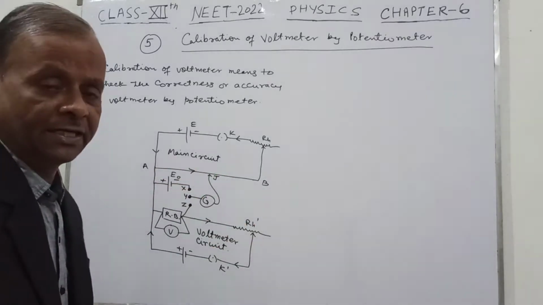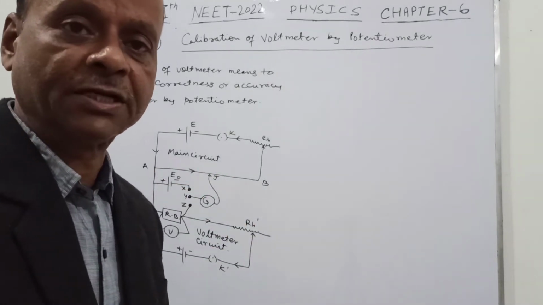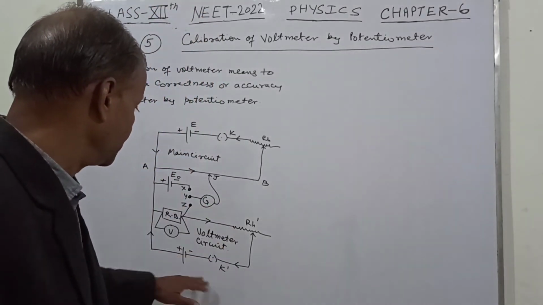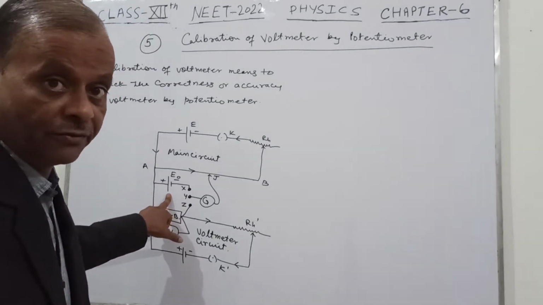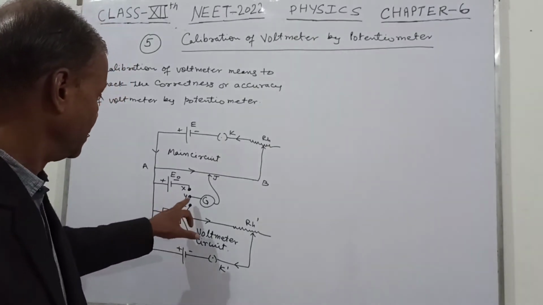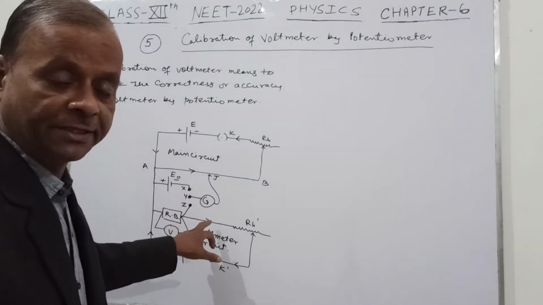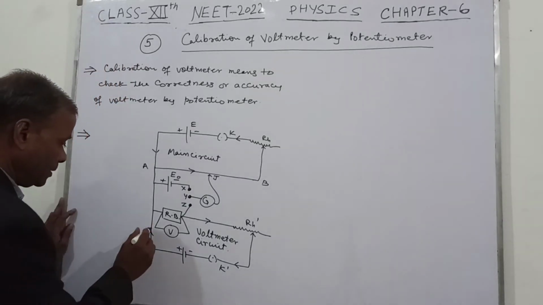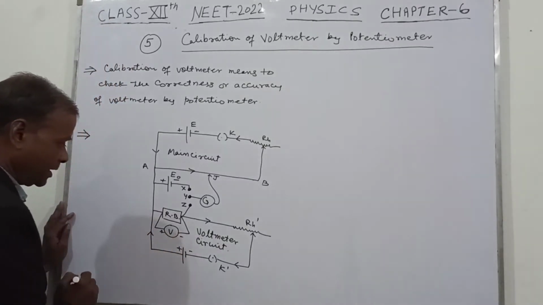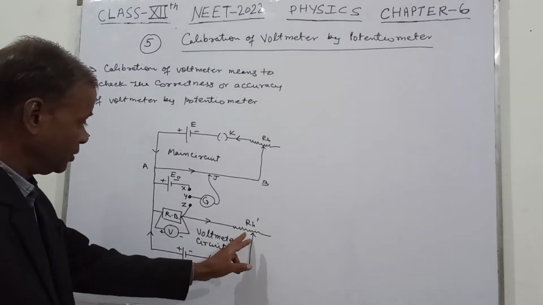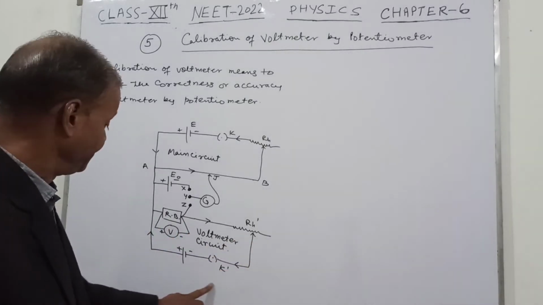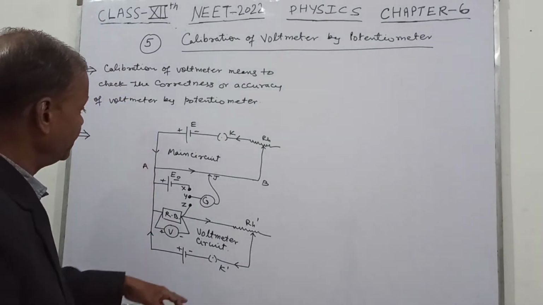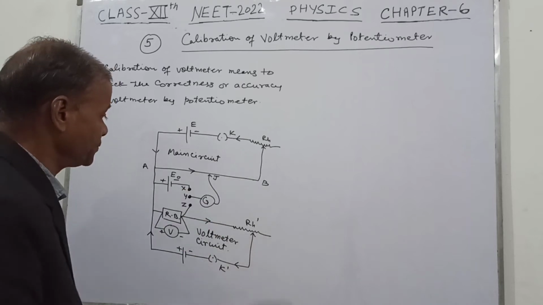This is the main circuit. As I have told you, there is no change in the main circuit. The change is made only in the auxiliary circuit. So this is the auxiliary circuit. This is the standard cell of constant EMF E naught. This is the two-way key X, Y, Z. Now this is the resistance box. This is the voltmeter, so this is your positive and negative. And then this is the rheostat RS dash and the key K dash. This is a primary cell. And in this way the circuit is made.